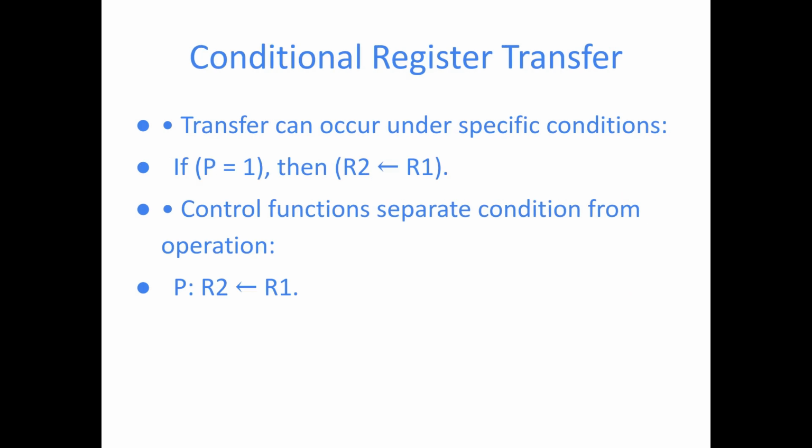What if we want this transfer to happen only under a specific condition? In that case, we use a control signal like if P equals 1, then the content of R1 is copied to R2. Here, P is a control signal generated by the control section of the computer.